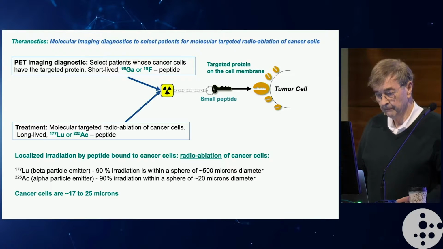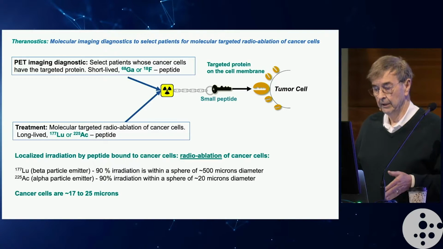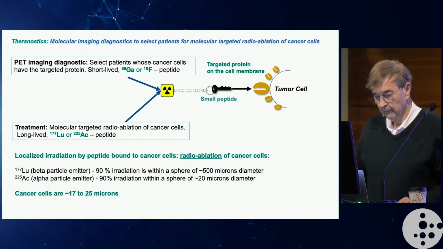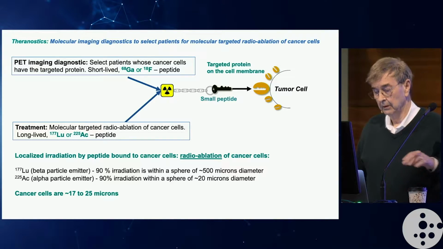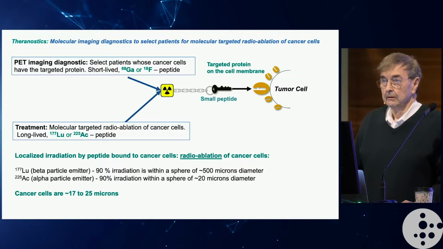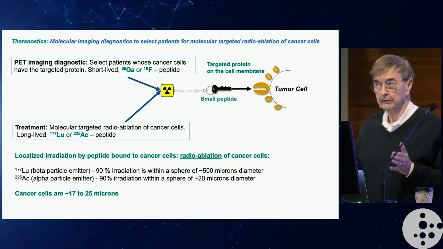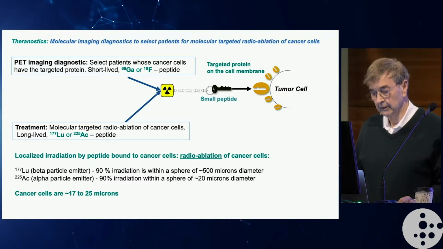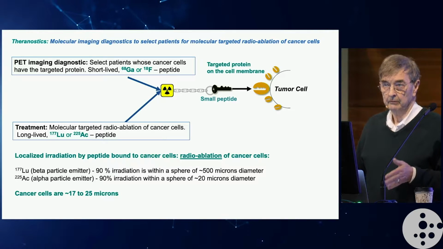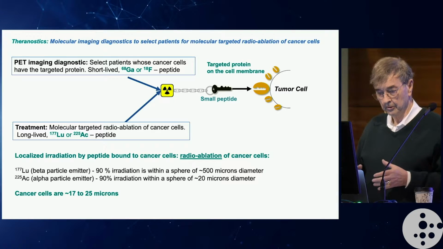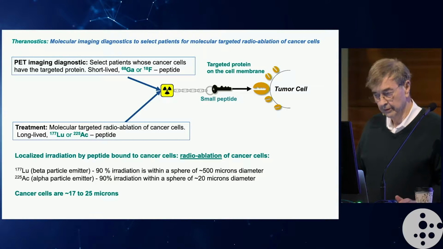So with lutetium, about 90% of the radiation exposure is within about 0.5 millimeter. Actinium, which is alpha particle, 90% is within 20 microns. Now, as we go through this, these peptides not only bind to proteins on the cell surface, but very quickly, within about an hour, 95% of them are internalized. So even further moving the radiation to the interior of the cell.